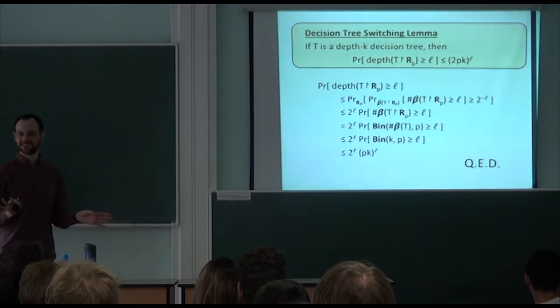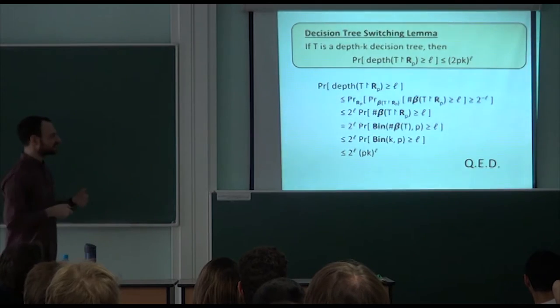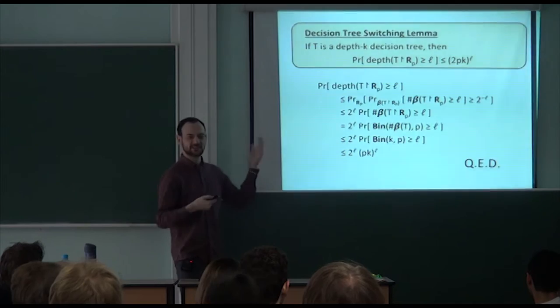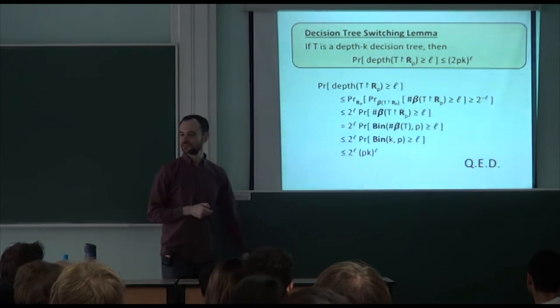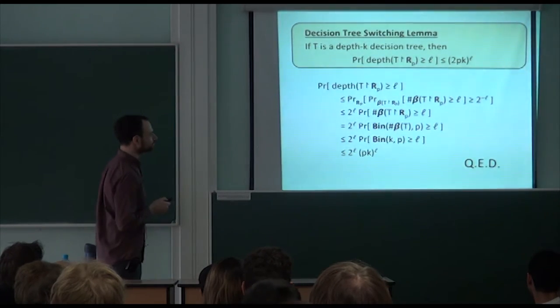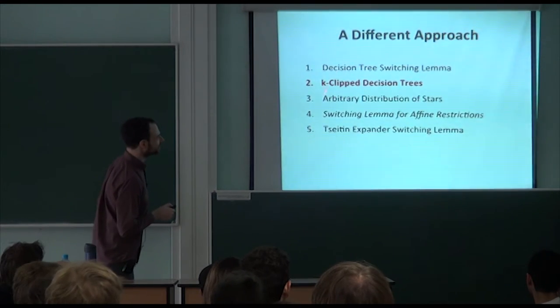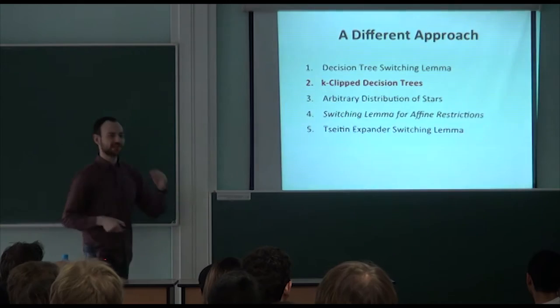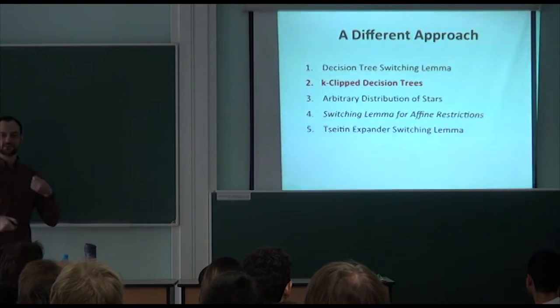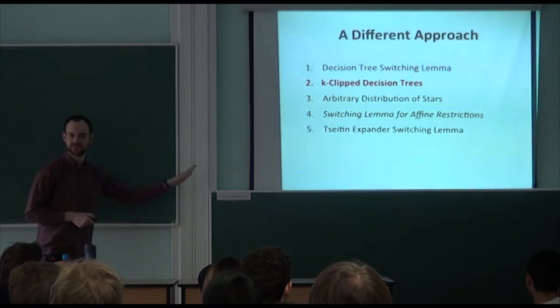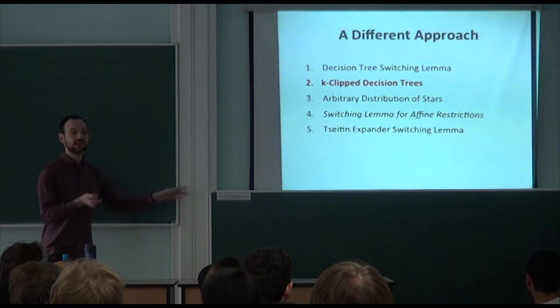What I'm going to show next is that this argument generalizes in a few different ways. Next, I'm going to extend this argument from depth k decision trees to what I'll call k-clipped decision trees. I'll define that next.